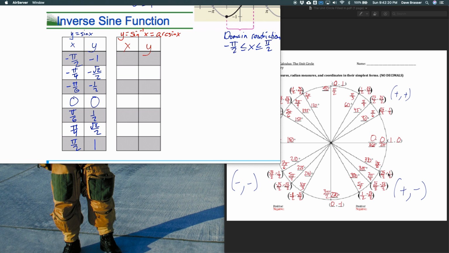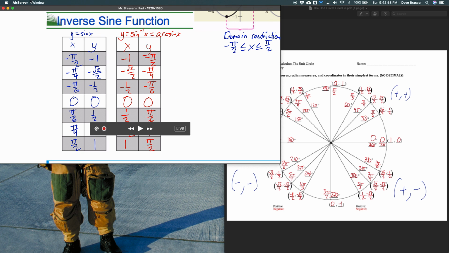So instead of negative pi over 2, negative 1, it's going to be negative 1, negative pi over 2. The second one, this is the one I made a mistake on, so make sure you correct it. It should say negative pi over 4 there. We flip-flop the x and the y, so we get negative root 2 over 2 and negative pi over 4. Then negative pi over 6, negative 1/2, flip-flop those, so we get negative 1/2, negative pi over 6. 0, 0, well that's not too bad. We get 1/2, pi over 6, root 2 over 2, pi over 4, and finally 1, pi over 2.